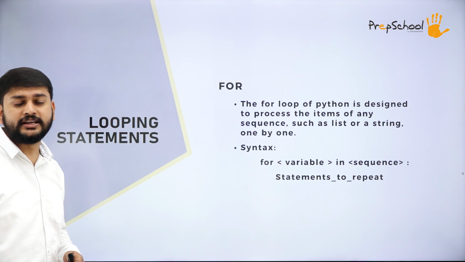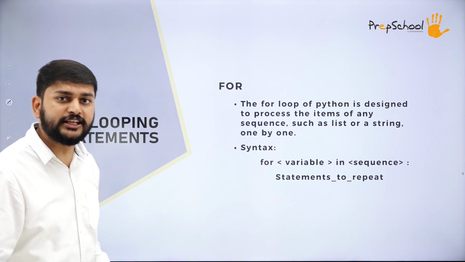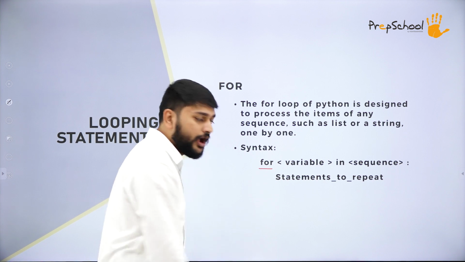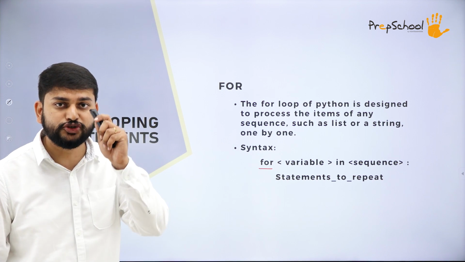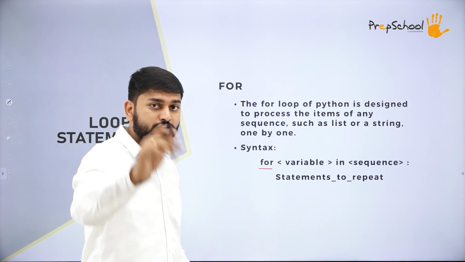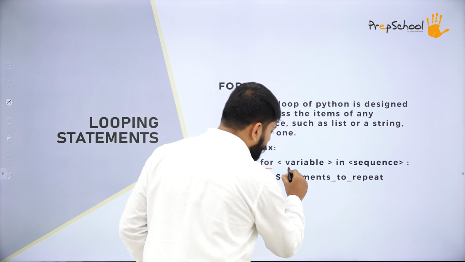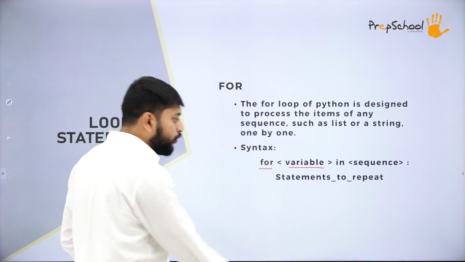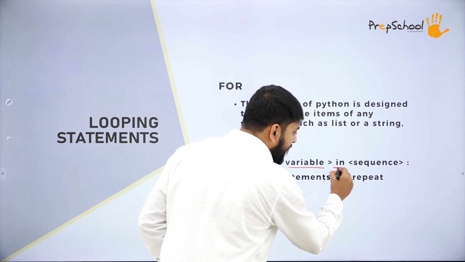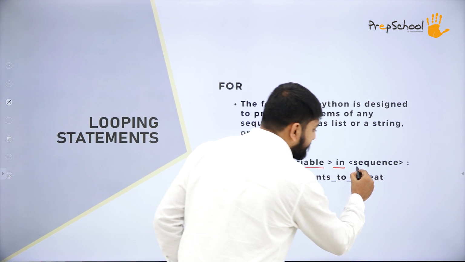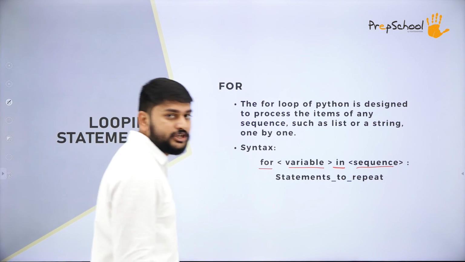In this session I will be discussing them. Let us understand the syntax of the for loop. So my dear students, what is the syntax of the for loop? I have to write the keyword for. After that you have to write the name of the variable. Then after that you have to write the keyword in. Then after that you have to write the sequence.